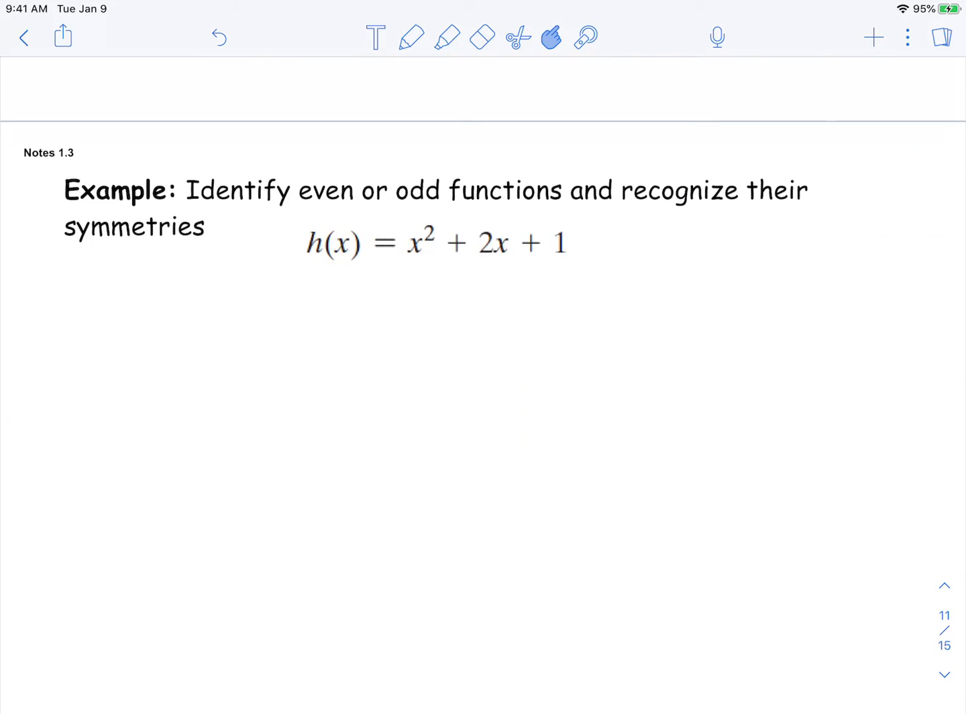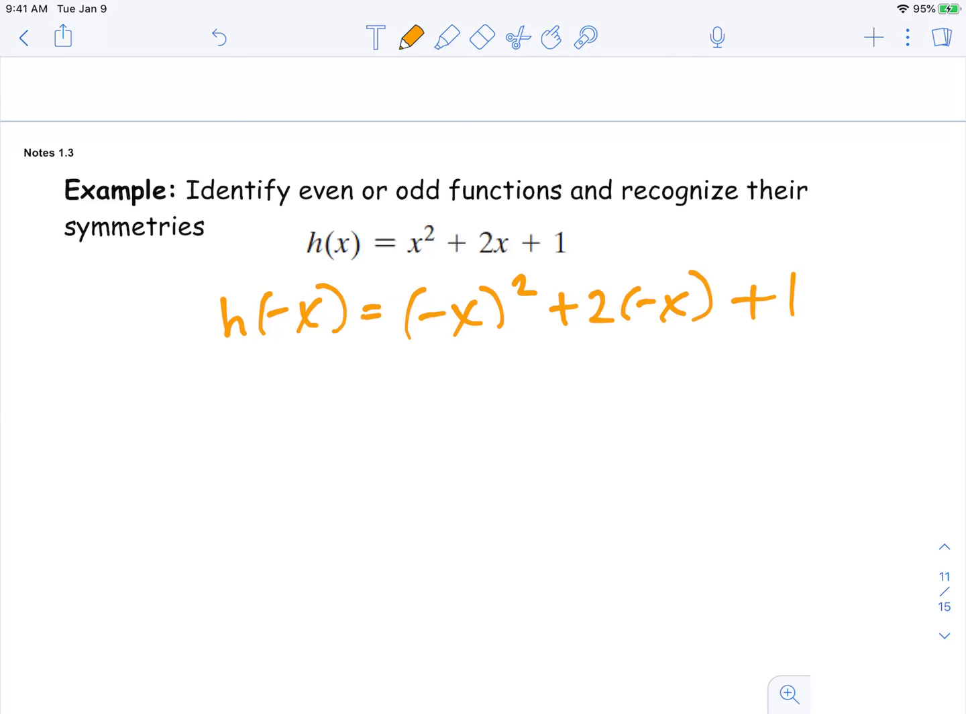All right, our last one, evaluate this for negative x. So h of negative x: negative x times negative x is positive x squared. 2 times negative x, negative 2x, and then plus 1. So, look at the original function. Did we get the original function back?